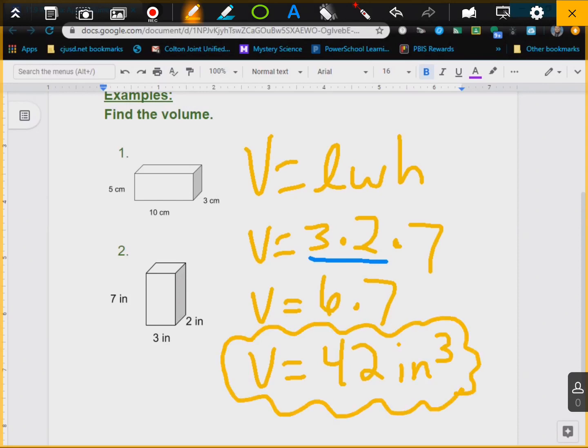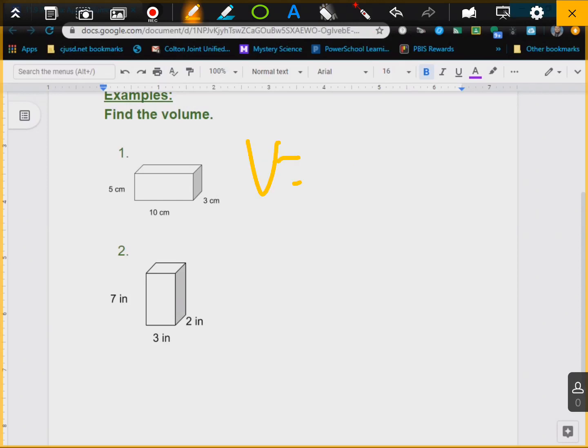All right, you guys, that's it for today. Just remember the volume formula, V equals length times width times height. The order does not matter, and whenever you have an answer, it's going to be in units cubed. Okay, so if it's centimeters cubed, inches cubed.